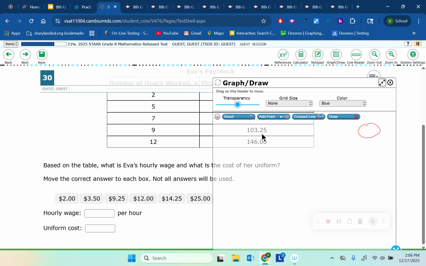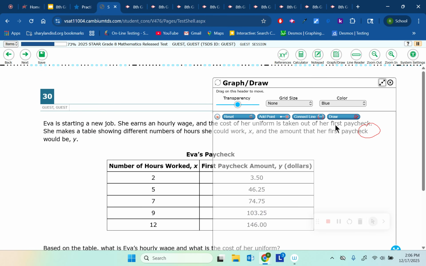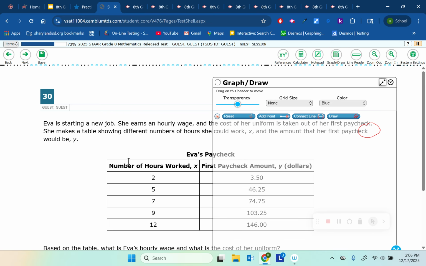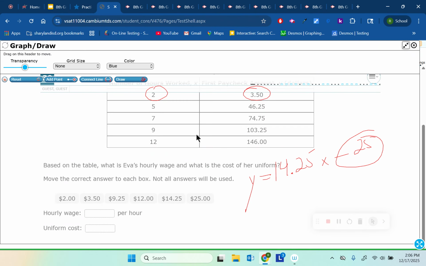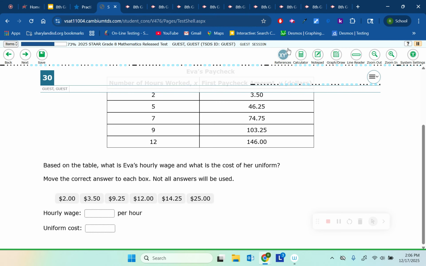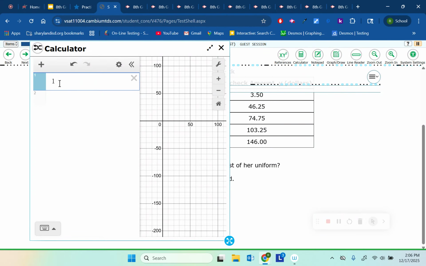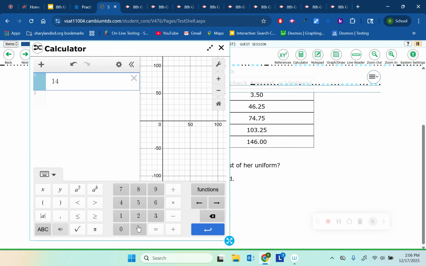So if I look over here, she paid for a shirt, right? The uniform, and it's going to be $25. Okay, so if I'm making $14.25 an hour and I work 2 hours, let's just do it this way so you guys can see it. 14.25, and I work 2 hours. I should have made $28. But I had to buy that shirt, which cost me what? $25. There's my $3.50 right there.